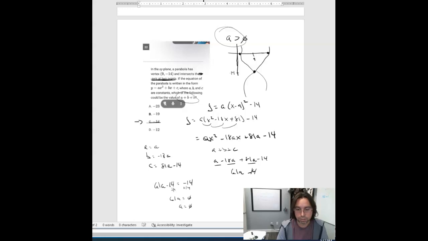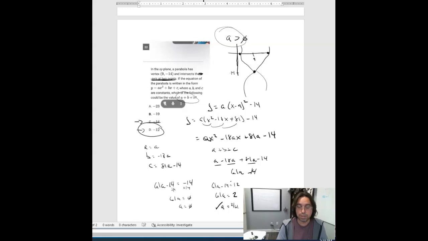And if our values only get larger in that direction, it's just going to make that an even further negative number. So if we try D in this instance, we're going to have 61a minus 14 equals negative 12. Then we add 14, which gives me 61a equals 2, so a equals 2 over 61, and that is now a positive term, which makes this statement true.